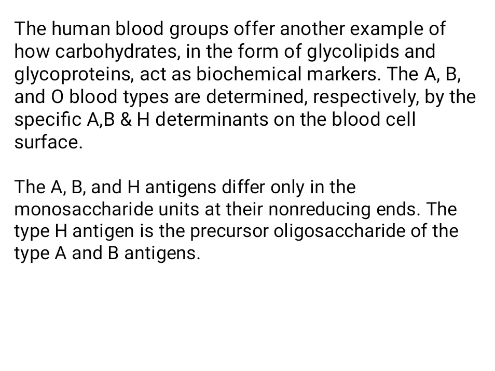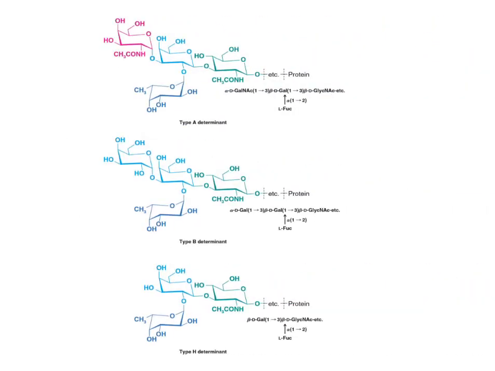The human blood groups offer another example of how carbohydrates in the form of glycolipids and glycoproteins act as biochemical markers. The A, B, and O blood types are determined respectively by the specific A, B, and H determinants on the blood cell surface. The A, B, and H antigens differ only in the monosaccharide units at their non-reducing ends. The type H antigen is the precursor oligosaccharide of the type A and B antigens. So this is the structure of the type A determinant, type B determinant, and type H determinant.